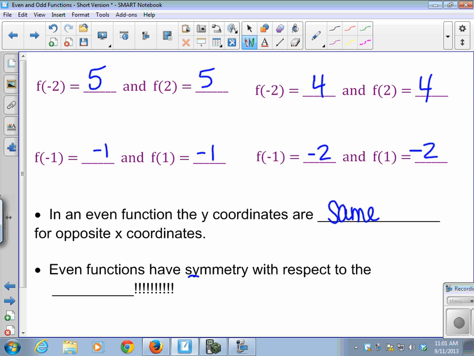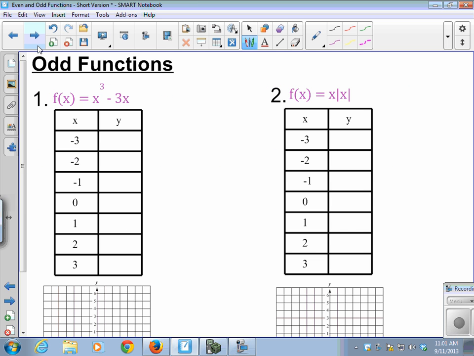We're going to word it as symmetry with respect to the y-axis. Okay? So now let's look at the relationship that odd functions have.